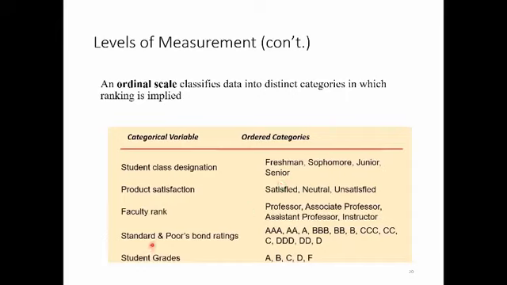The best example would be these bond ratings, right? So Standard & Poor's and other companies issue these bond ratings. For example, AAA, AA, A, BBB. So BBB bonds are riskier than AAA bonds. AAA bonds are much safer. So there's a particular ranking to it.